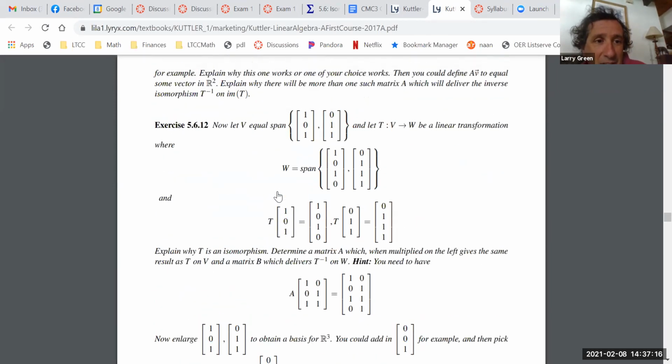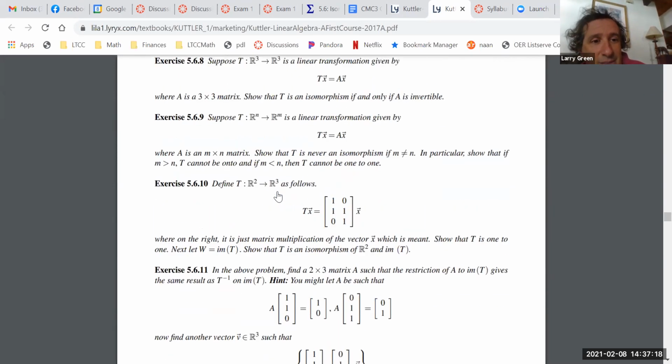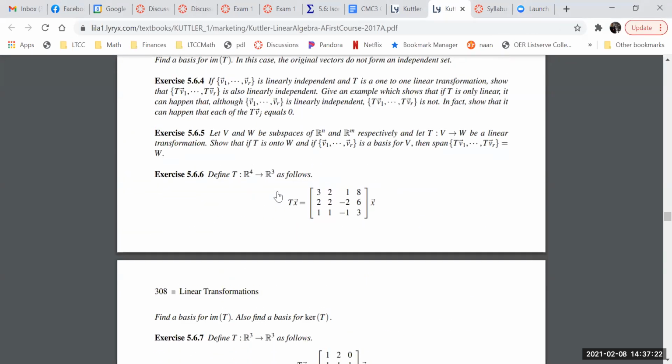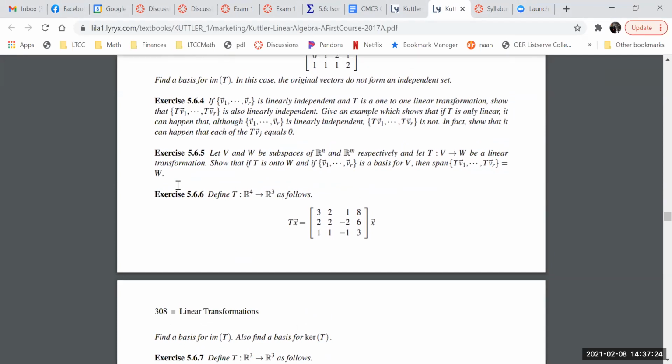And you want number 6. Okay, so here's number 6. We're going to define T: R4 to R3 as follows. T of x equals this matrix times x. Sound good?